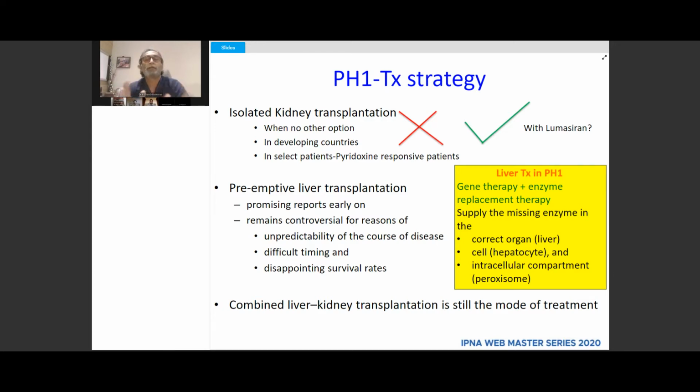Liver transplant acts as a gene therapy as well as enzyme replacement therapy, and combined liver-kidney transplant is the mode of treatment. Dr. Naresh is going to talk much more on this, so I'm not going to dwell more.